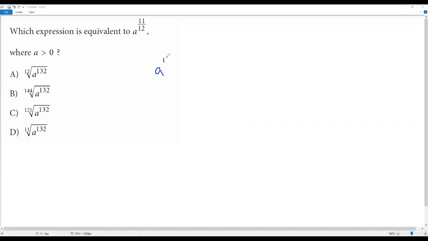Now let's apply what we have learned to our problem, a to the power 11 over 12. As I said, the numerator has to be 1, but here the numerator is not 1, it's 11. So our first work is to convert this numerator 11 to 1. For that, I'm writing this fraction 11 over 12 as 11 times 1 over 12, because I want to get the numerator as 1.